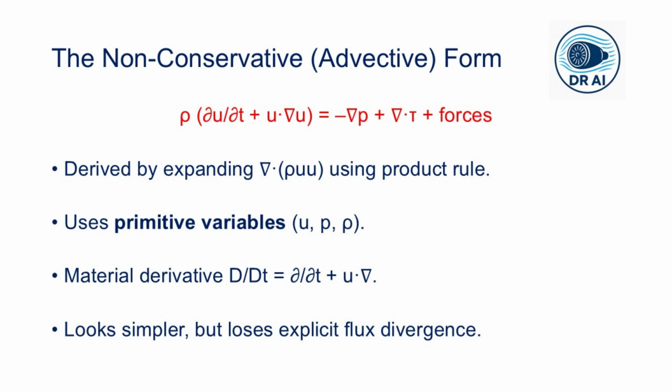The difference is actually about what is being differentiated. In conservative form, we differentiate the fluxes, while in the non-conservative form, we differentiate the flow variables themselves. That apparently small change has huge consequences when we go to a computer.